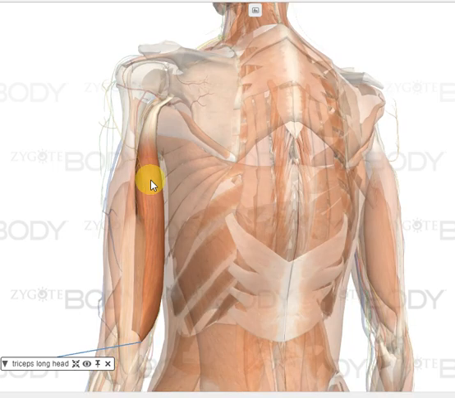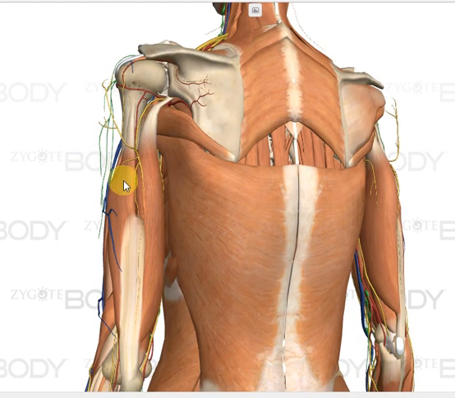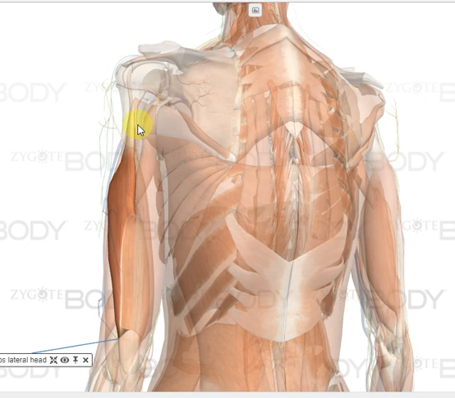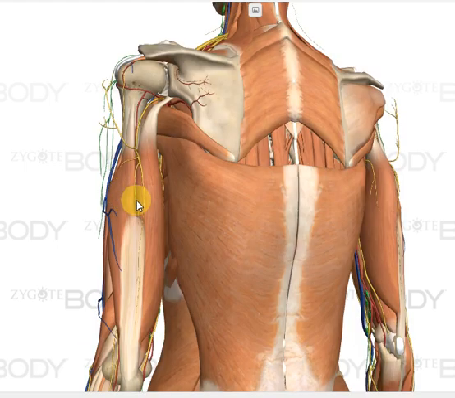This one is called the long head of the triceps muscle because you can see it is quite longer, its head is quite longer. Then this one is called the lateral head of the triceps muscle because it is located towards the lateral side. And just beneath the lateral head, we'll have the medial head of the triceps muscle, which is located quite at the medial side, right?